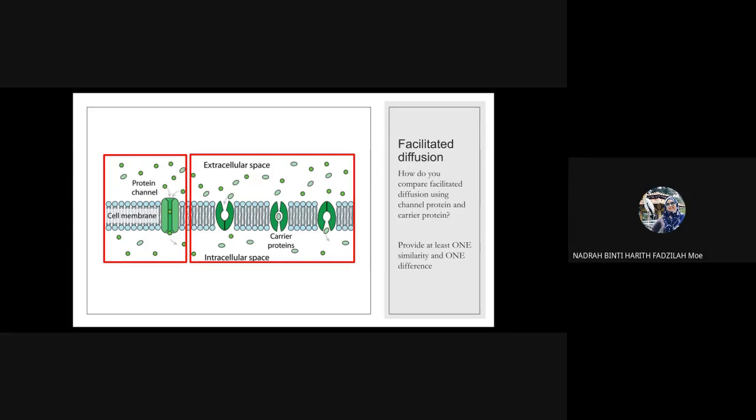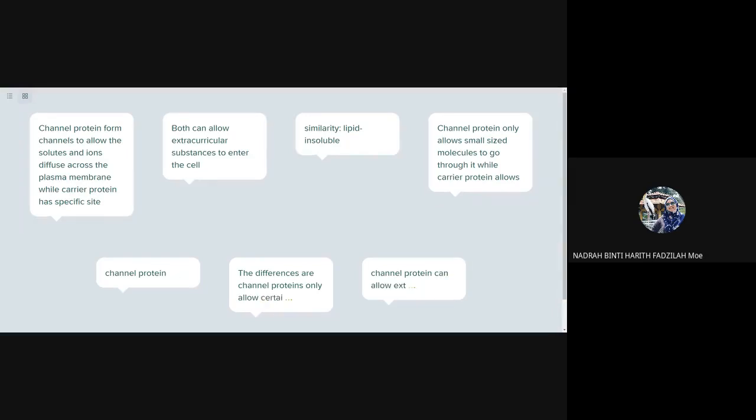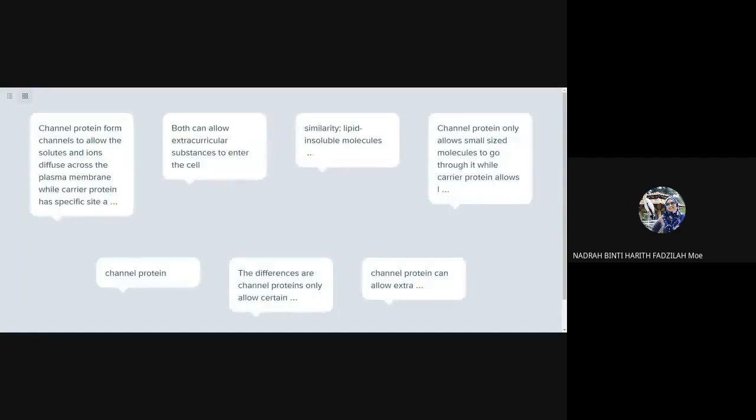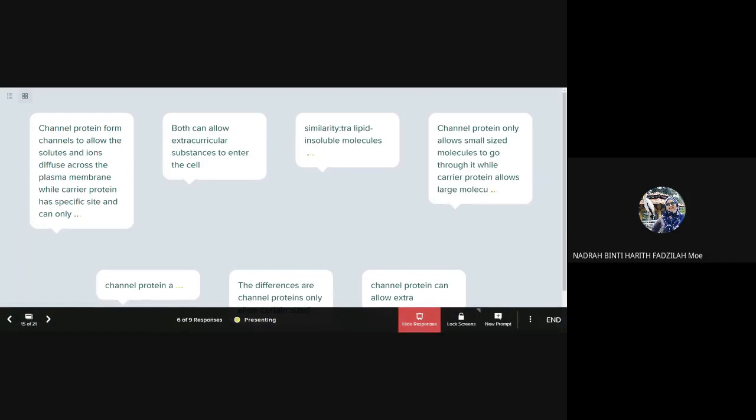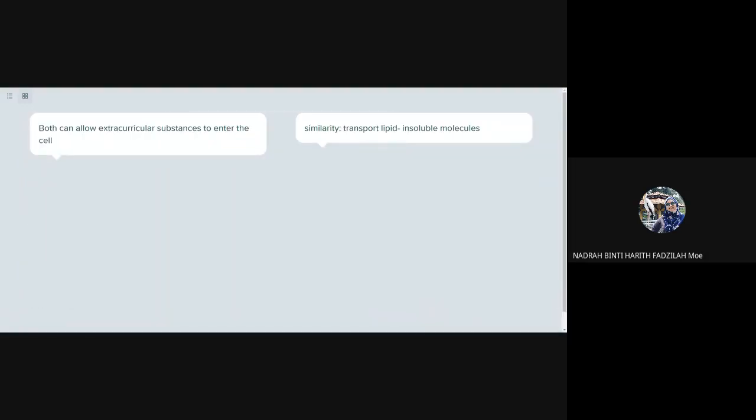Okay, very good. Betul. Channel protein form channel. Oh, sorry. Similarities dulu. Both can allow extracellular substances to enter the cell. Boleh. Kedua-duanya adalah transport untuk lipid insoluble molecules. Betul, saya setuju. Okay, saya setuju dengan kedua-dua persamaan ini. Okay, persamaan ni adalah daripada Nisa dengan Sarah.